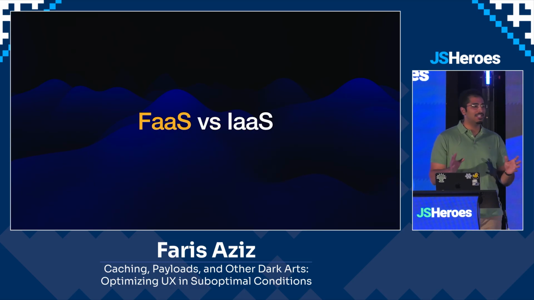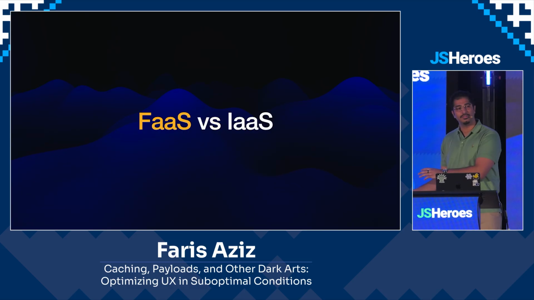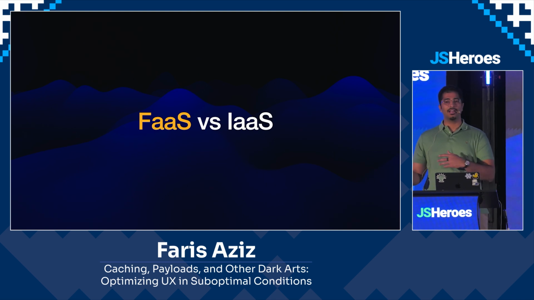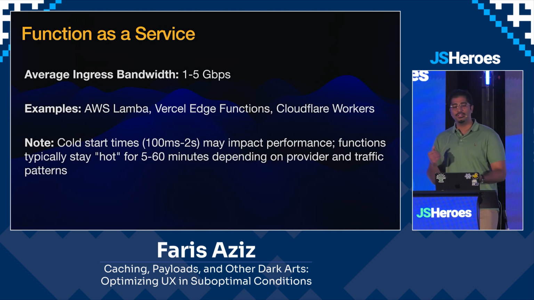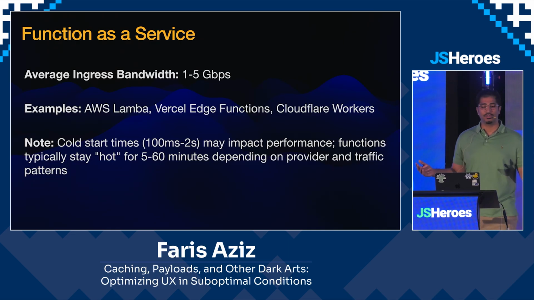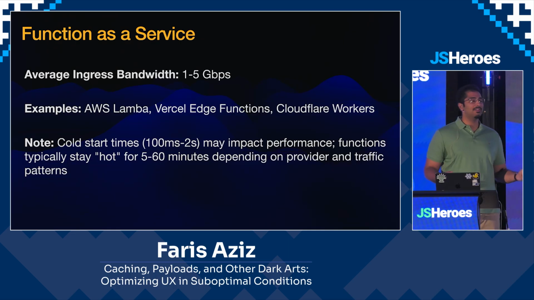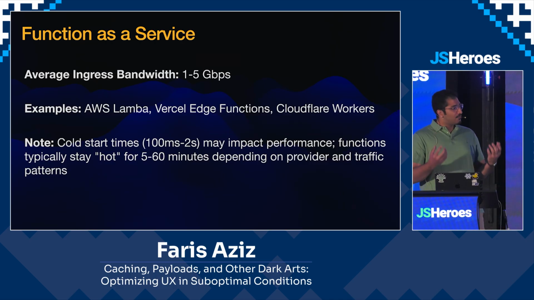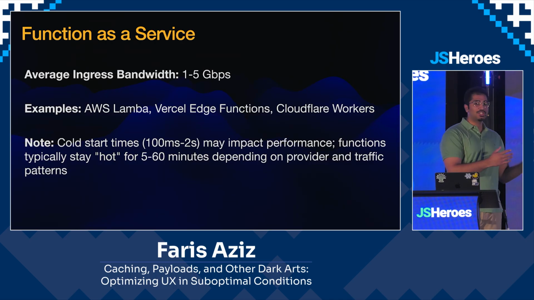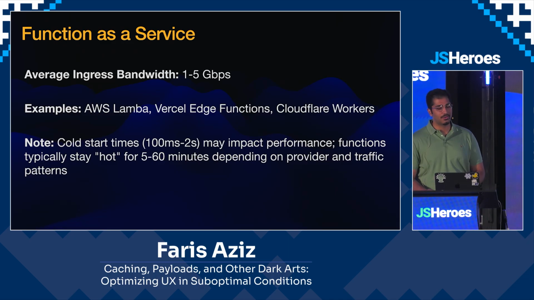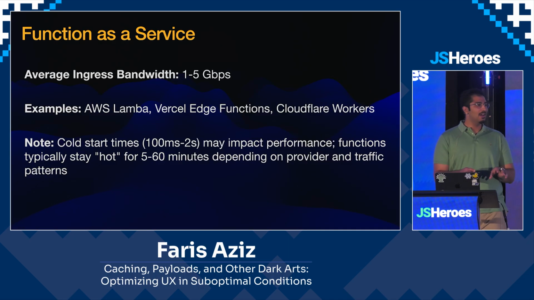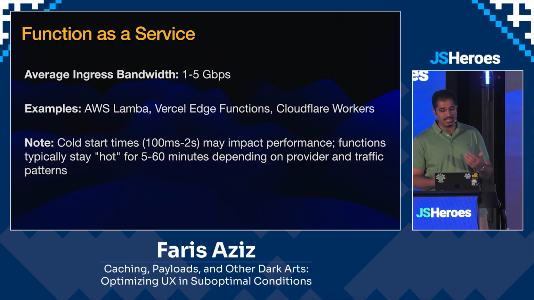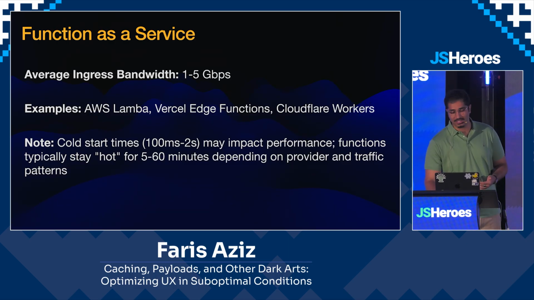And to understand this a little bit deeper, you have to understand the difference between function as a service and infrastructure as a service, because you can handle your BFF in multiple different ways. Your function as a service is your AWS Lambda, your Cloudflare workers, your Vercel Edge functions, and those have an average ingress bandwidth at 1 to 5 gigabits per second. So it's very hard to estimate that, but much better than what we were having on the 3G network. They do have cold start times to deal with, so it's a little bit of a constraint, but generally they remain hot for around 5 to 60 minutes.